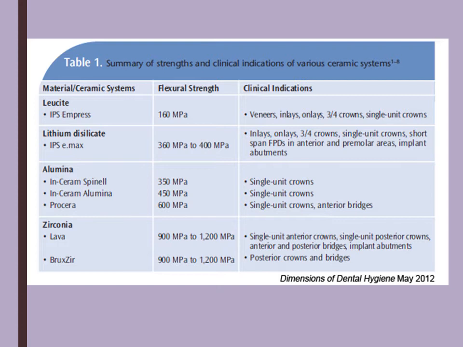And if you look at the ones in the intermediate ceramics, lithium and alumina, their flexural strength is also not very high. So that is why they're usually used for inlays, onlays, or single unit crowns and anterior bridges, where the strength is not the main priority.